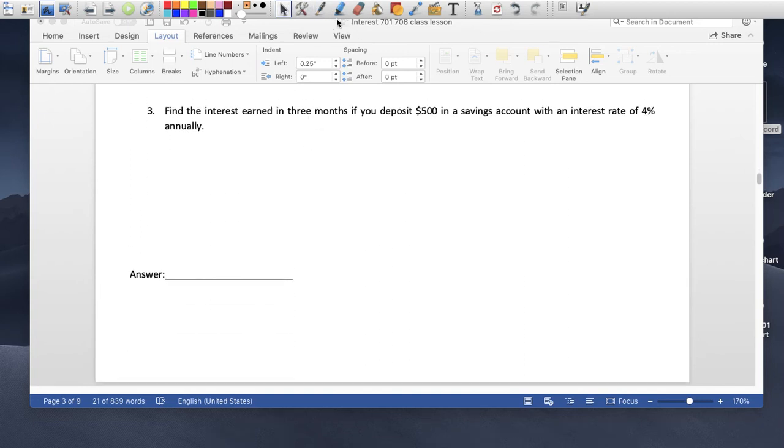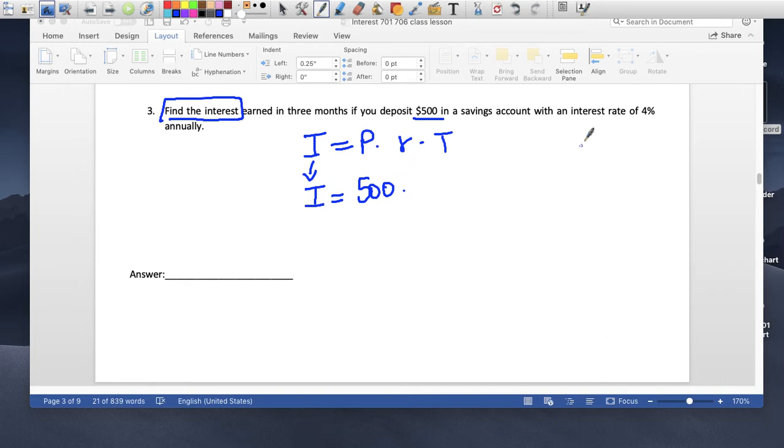Okay, so again, this equation is going to have 4 variables. You will always have 3 of them, and then you can solve for that one. So in this case, find the interest earned. So again, in 3 months, if you deposit $500 in a savings account with an interest rate of 4% annually. So find the interest. So of all the variables, this is the one that's missing, so that's going to be here. The principal is how much you deposited, and you put $500 in the bank. The interest rate was 0.04.